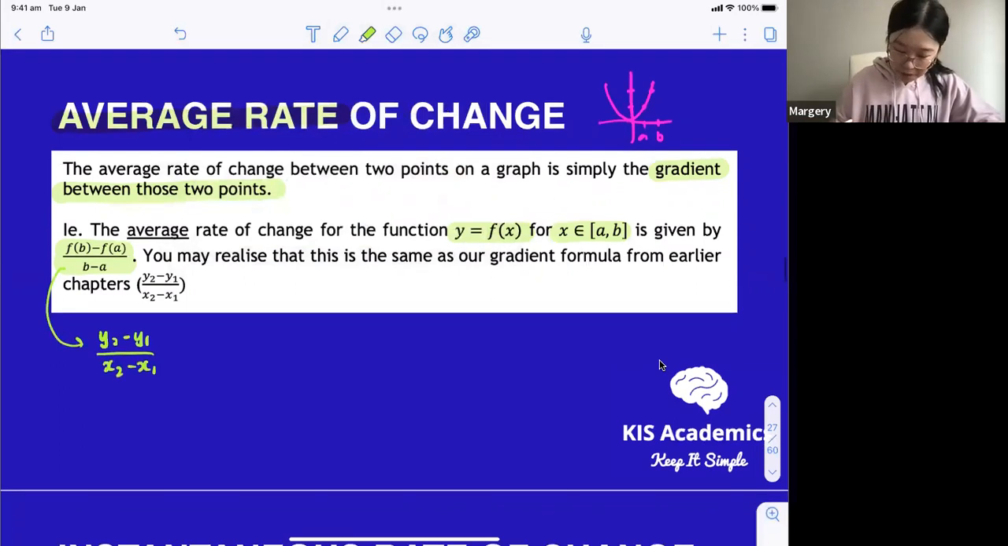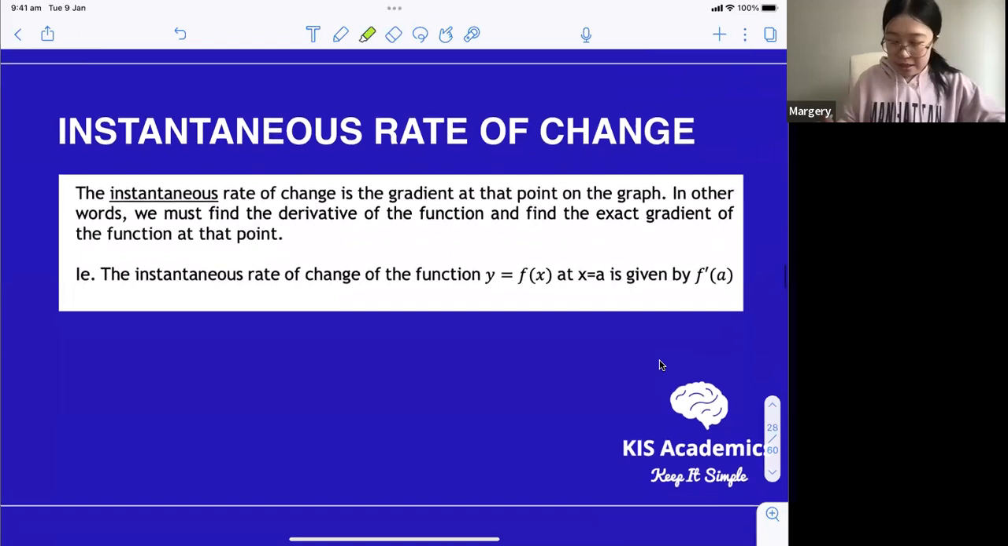For instantaneous rate of change, the instantaneous rate of change is the gradient at a particular point on a graph. So to figure out the instantaneous rate of change, we first find the derivative of the function and then substitute our particular point to find the gradient of that function at that particular point. So if we have y = f(x), and we want to find the instantaneous rate of change at x = a, then we find the derivative, so we get f'(x), and then we substitute in our a, so that we get f'(a) over here.